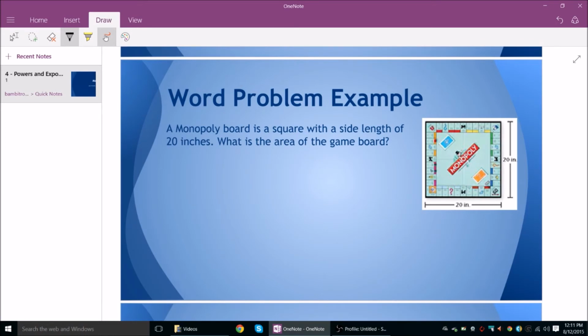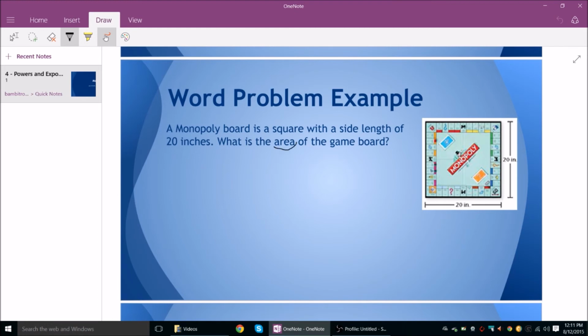So the word problem I'm going to do, I'm talking about a Monopoly board. I'm sure everyone has played this game at least once. Been frustrated by, it's a hard game to play, and depending on the people you play with, it can not be very fun. Anyway, but a Monopoly board, standardly, is a square that has a side length of 20 inches.